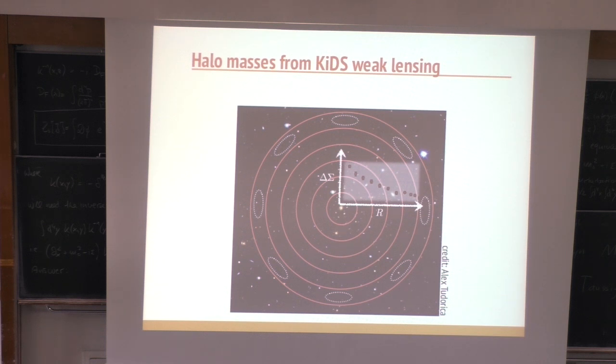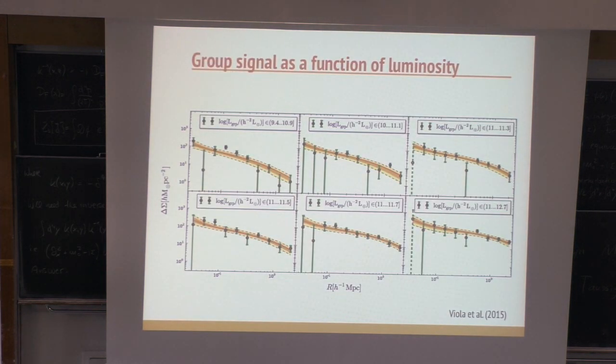We do this as an ensemble average because an individual group is just not massive enough to yield a significant signal. And so that's this delta sigma. For all practical purposes, this is more or less the surface density. And you can see that, as a function of luminosity of the group, so we add up the luminosities of all the galaxies in the group, we detect a very nice signal.